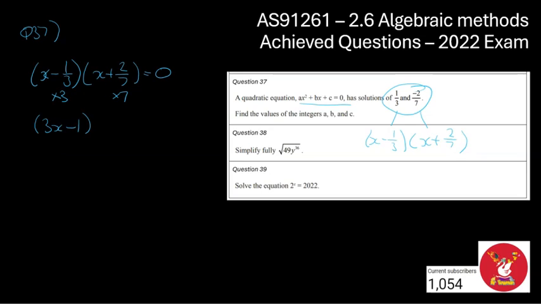I'm going to repeat the same for the second bracket. So we've got 7 times x is 7x, and then we've got 2/7 times 7, which is going to be plus 2. And that there is going to be equal to 0. So I've now got my factorized version.